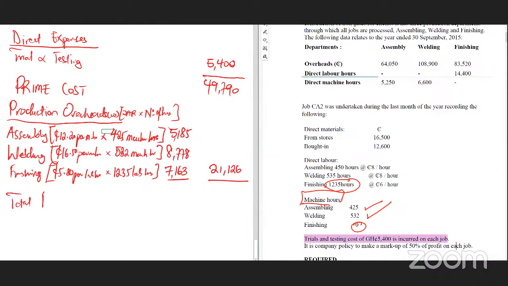Now, if we put this together, we are going to get our total product cost, right? Because there was no non-production cost. So we get our total product cost. That gives us 49,700 plus 21,126. We end up with 70,916, right? And then this one goes forward to tell us that it is the policy of the company to make 50% profit on each job, markup, okay?